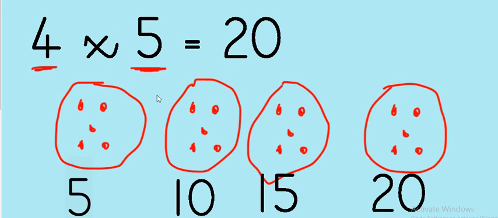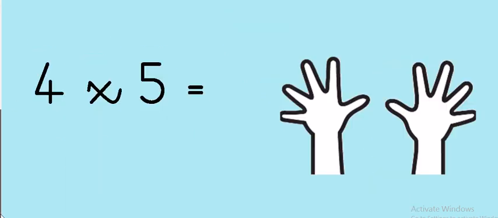Now, drawing our groups can be really useful when we're not sure how to count up in fives, but I think we're quite good. So let me show you something that's going to be a bit quicker. 4 lots of 5. So I know that I need to count in fives, and I know that I need to count in fives 4 times, don't I? So I can use my fingers.